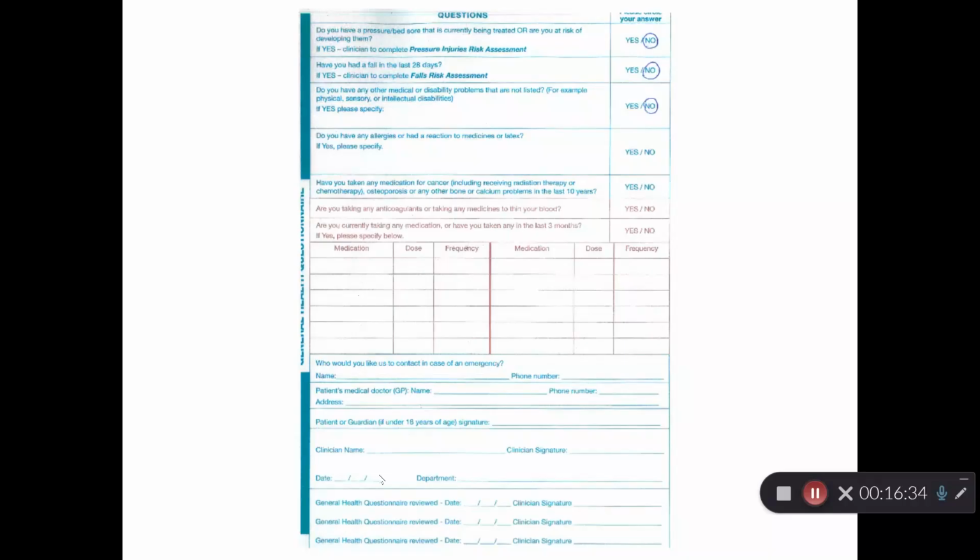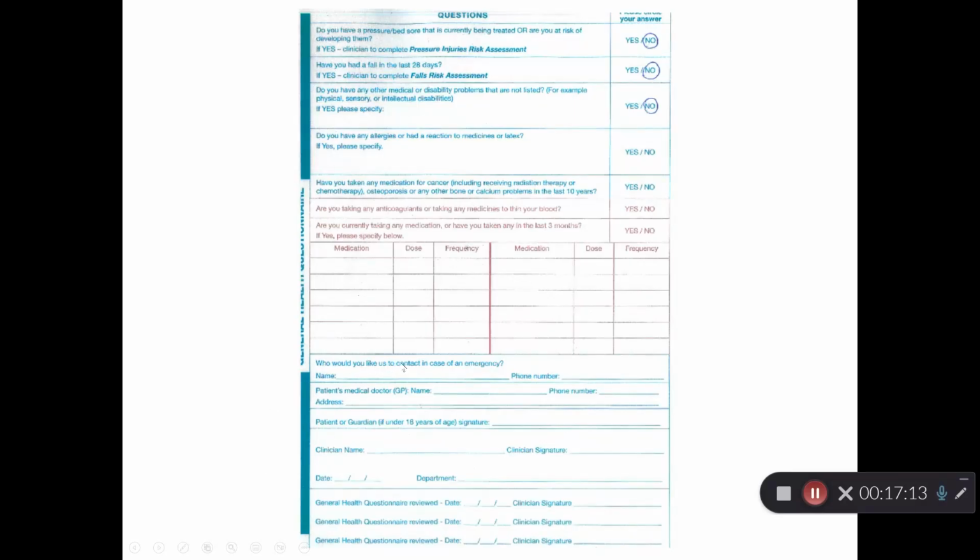Okay, go over to the back of the page, and we look at the question at the top there. Do you have a pressure or bed sore that is currently being treated, or are you at risk of developing them? If yes, clinician to complete the pressure injuries risk assessment. Now, why are we talking about bed sores here in just a dental clinic where people aren't staying overnight and not going into beds? Well, it's all related to the accreditation process for hospitals, which I mentioned in the lecture, the Australian Commission for Safety and Quality in Healthcare.